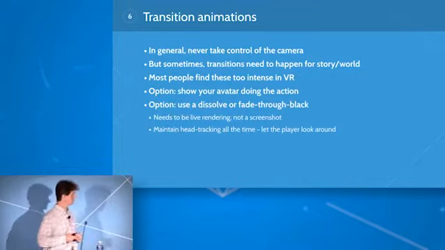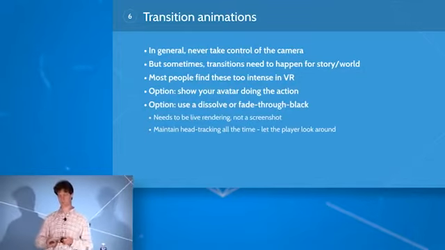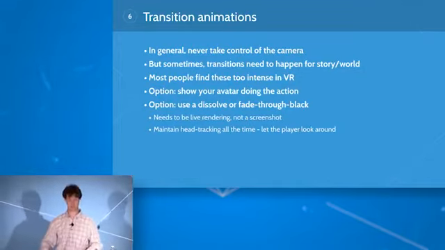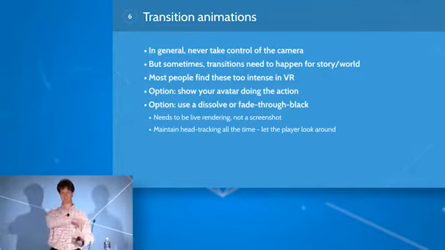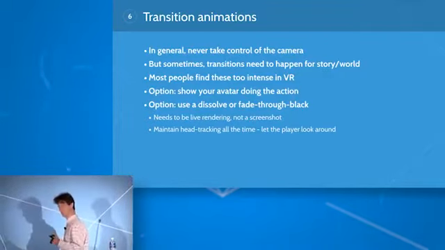You can use a dissolve or a fade through black. This is really good for, say, getting in a car, right? The avatar walks up, they press the get in the car button, fade to black, sit them down, unfade. It actually works really well. While you're fading out, remember to maintain head tracking, okay? Don't just take a snapshot and fade it out.